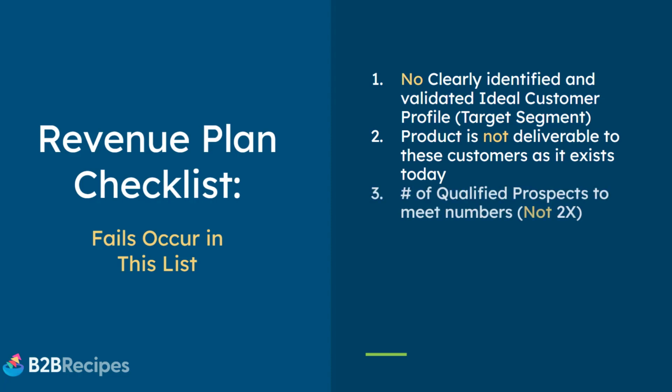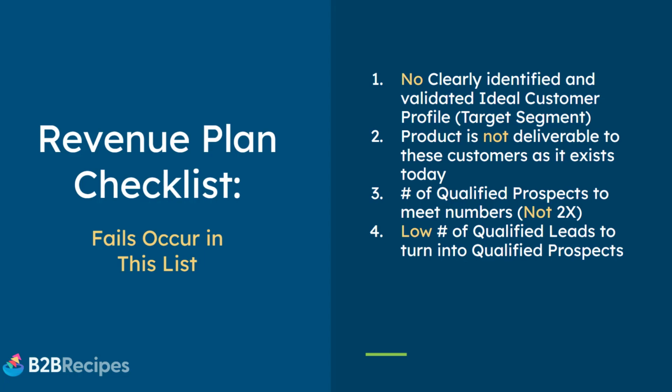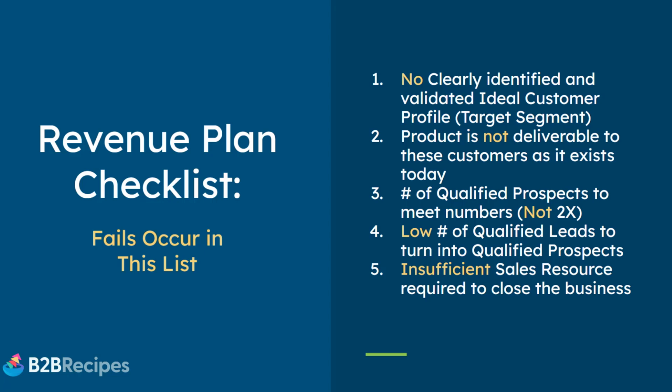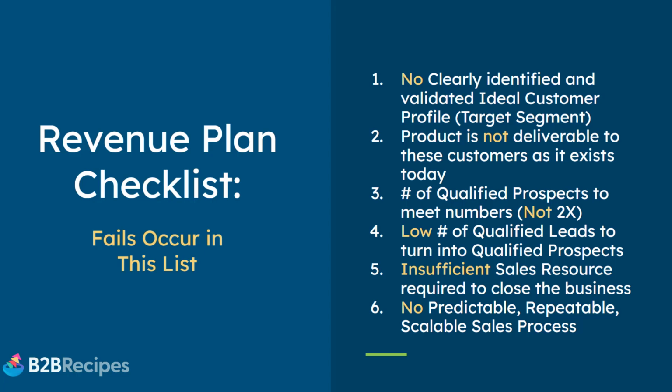We want enough qualified prospects to meet the numbers, assuming that we're only going to close 1 out of 2 or 3 qualified prospects that are due to close in any given month. Number 4 is a reasonable number of qualified leads that will turn into qualified prospects in the period of time that we're looking for. We want enough sales resource, particularly customer-facing sales resource, to make sure that the customers we've engaged with are successful. And lastly, a predictable, repeatable, and scalable sales process that we can tune and improve over time.